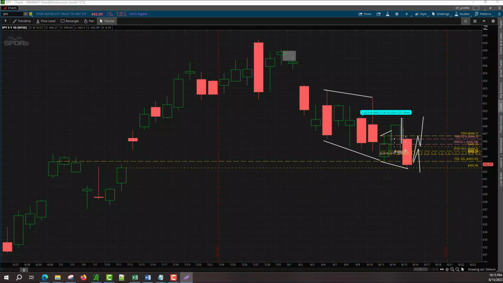First, we thought we were going to use 4H, but the D1 gives us much better targets, more clear targets than the 4H.